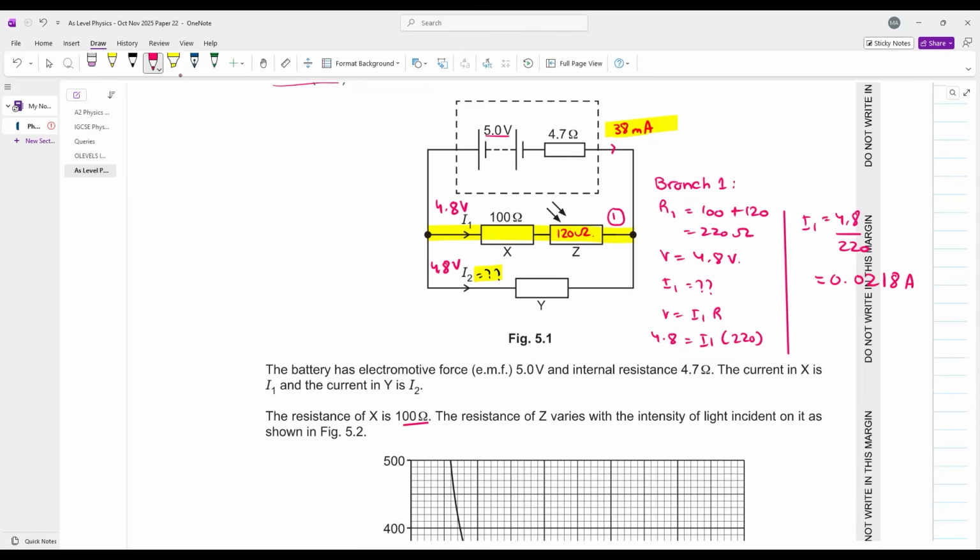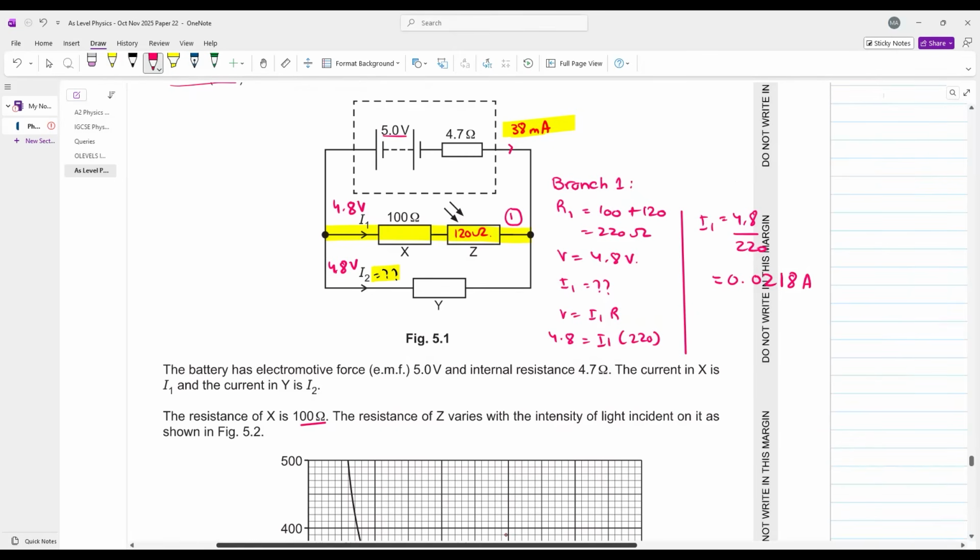You have to calculate the total current. Sorry, you have to calculate I2. You didn't want to calculate I1. So, can you realize what the total current is equal to? 38 milliampere. How will you calculate I2? I2 is equal to the total current, 38 into 10 raised to the power of minus 3, minus 0.0218. This comes out to be 0.0162 ampere. The current I2 comes out to be 0.016 ampere.